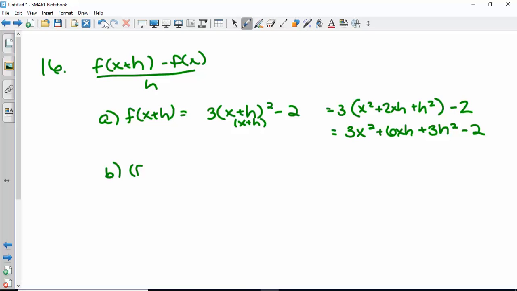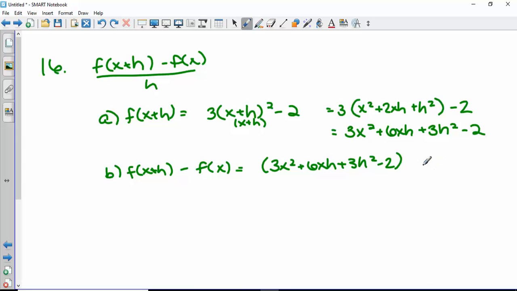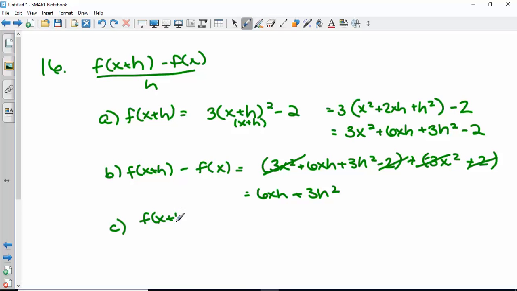Then I would say on part B, give me f of x plus h minus f of x. F of x plus h is what you just got. And you need to subtract off f of x, which is the original problem. So what do you need to do? Distribute them over. So then the 3x squareds cancel, the 2's cancel, and you get 6xh plus 3h squared.